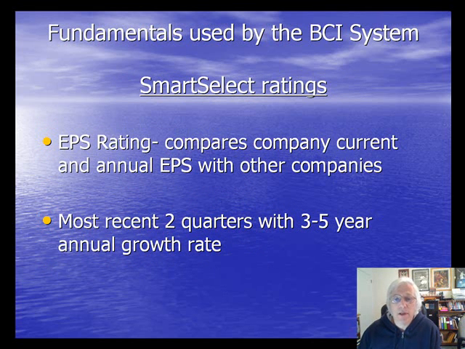Then we go to the Smart Select ratings. Here we have the EPS, earnings per share rating, which compares the company's current and annual earnings per share with other companies. Once again, we accept only the green, the ones performing at the very, very top. It also compares the most recent 2 quarters with the 3 to 5 year annual growth rate. So we want to make sure that there's a lot of positive momentum going on regarding growth in these companies.